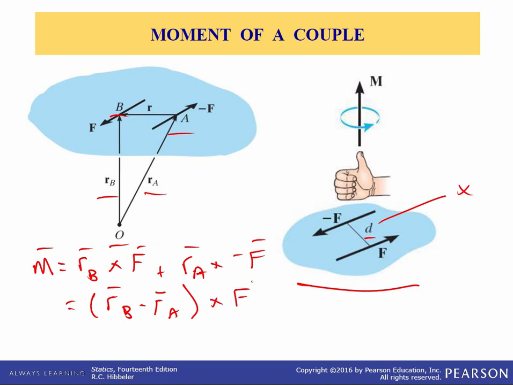However, it can be seen that RA plus R is equal to RB. So RB minus RA is equal to R, this R right here. So we can just substitute that in here. It's R cross F.